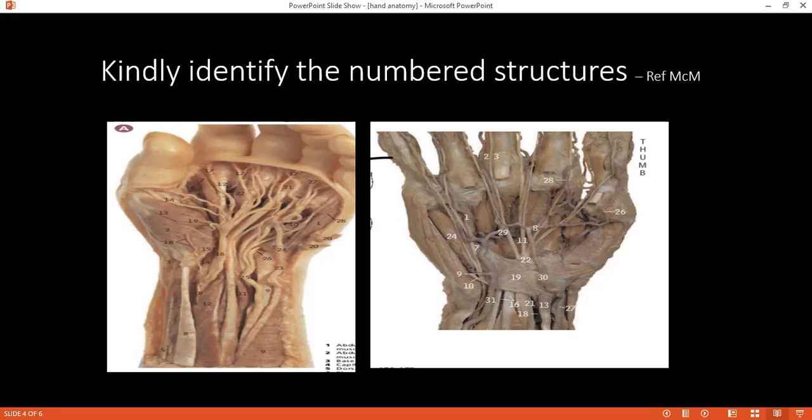But this superficial palmar arch supplies what? It supplies the palm of the hand. It supplies the hypothenar and thenar muscles. It supplies the fingers proximally and distally. It supplies the carpal bones, metacarpal bones, and distal phalanx and proximal phalanx. Okay.